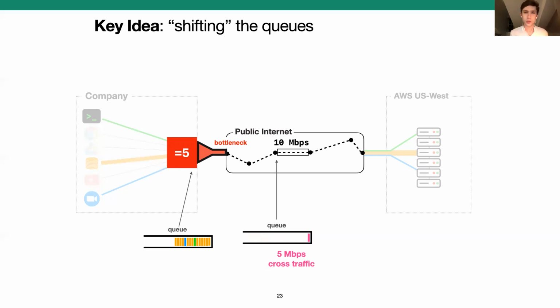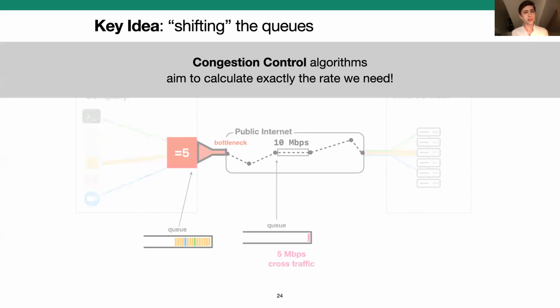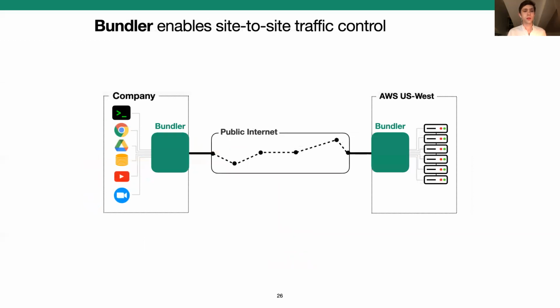Well, if you tilt your head a little bit, this is actually a very familiar problem, right? Determining the available bandwidth in the network at any given time is exactly what congestion control aims to do. And this is the key idea behind Bundler. So Bundler is just a middlebox that sits at the edge of a site. And internally, it has 2 components.